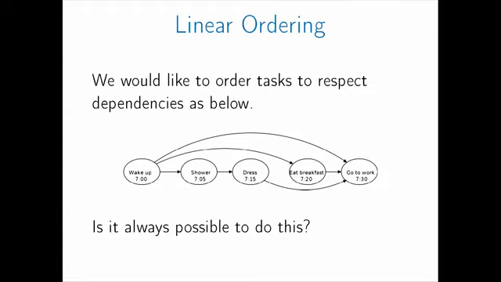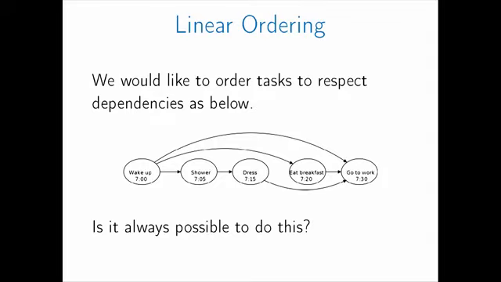For example, suppose that we woke up at 7 o'clock and then showered at 7:05, got dressed at 7:15, had breakfast at 7:20, and went to work at 7:30. This puts all of our events in some order, and you'll note that this order respects all of our dependencies. We wake up before we shower, before we get dressed, before we go to work, and we eat breakfast before we go to work, and everything works out nicely.